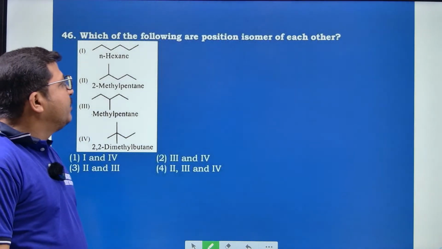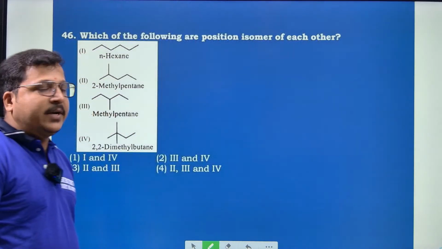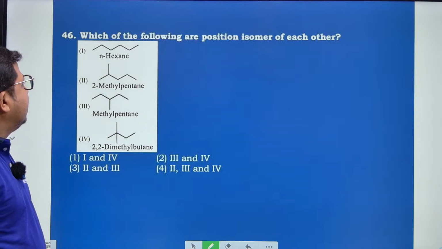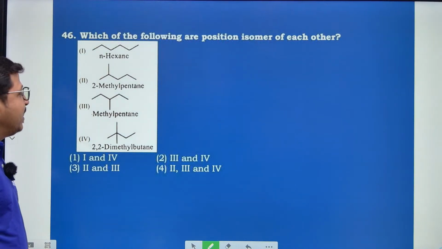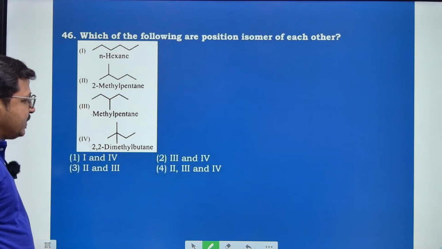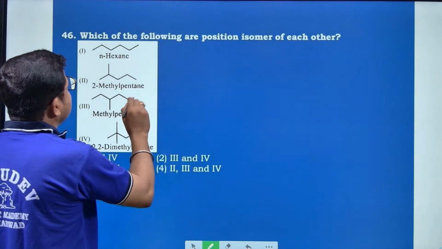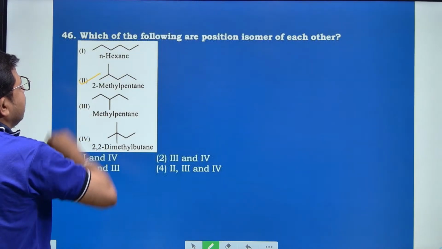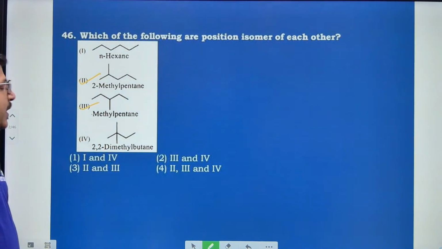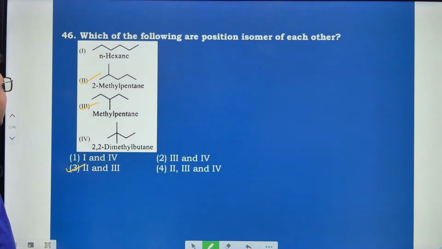Which of the following are position isomers of each other? In the given question, they have asked to find the position isomers. Here they have given 4 compounds. Among these 4 compounds, 2 are position isomers. So let's see them. See here, position isomers are the isomers where the position of the carbon atom changes. For that reason, 2 and 3 are the position isomers. So the right answer is option number 3, that is 2 and 3 are the position isomers.